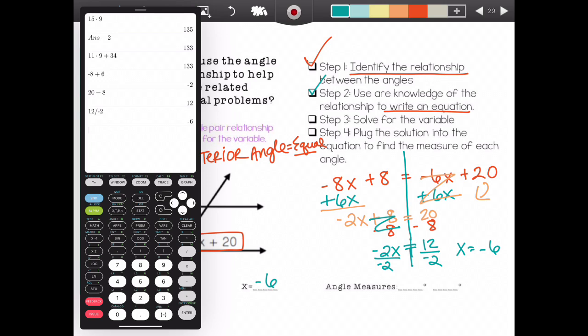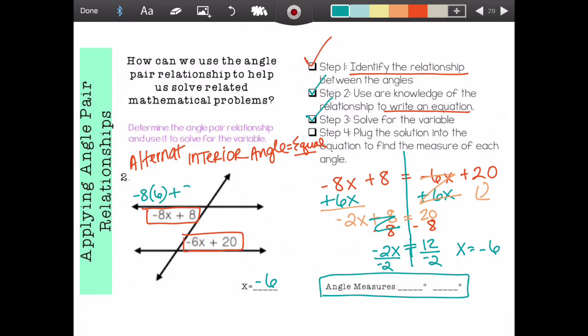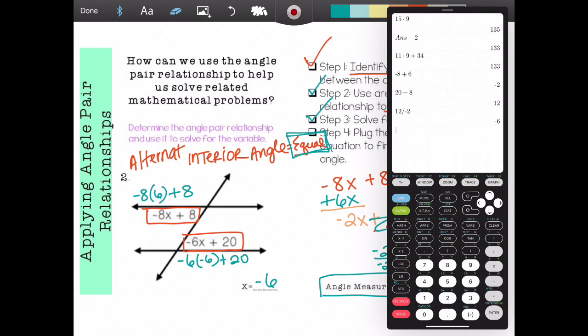But again, that's my solution for my variable. That's not answering my angle measures. So step 3, I've solved for the variable. Now I'm going to go back in and plug that number into my angles. So here, negative 8 times negative 6 plus 8. And for this one, negative 6 times negative 6 plus 20. And again, we said their relationship is equal. So when we plug this in, we should end up getting the same answer if we've found the correct solution.